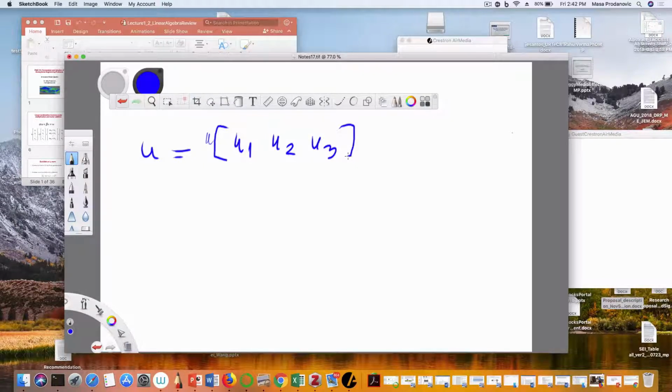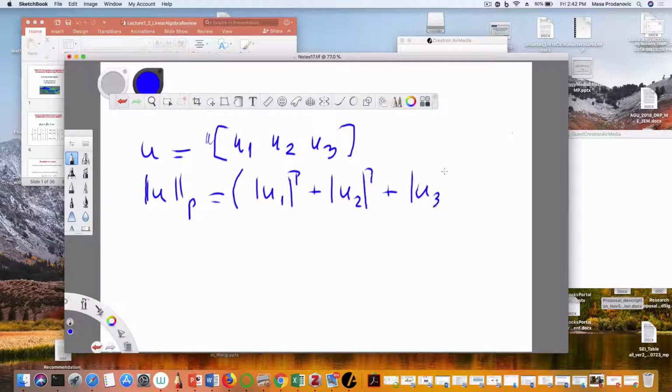So my general P norm, just a general way to define it, would be the absolute value of U1 to the P plus the absolute value of U2 to the P plus the absolute value of U3 to the P, all to the 1 over P. If I substitute this P with 1, what do I get? One over P is one, so that's not really a power of anything. And I have one here, one here, one here. So it's really the sum of absolute values.